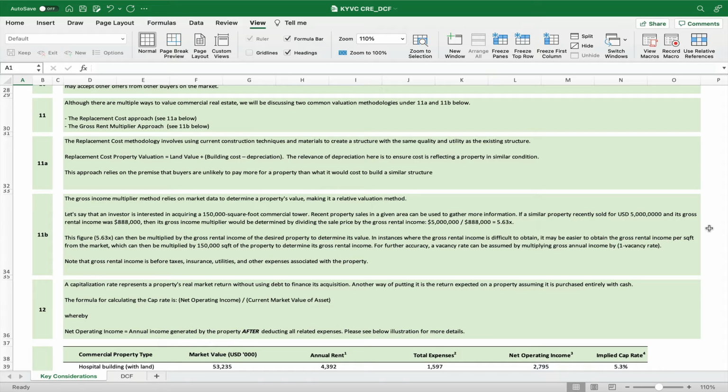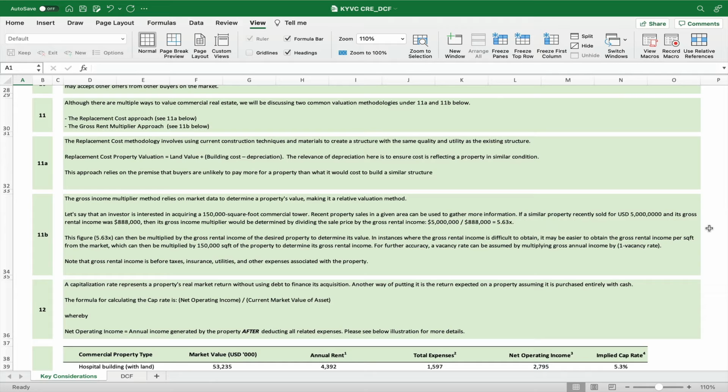What you could also do is assume a vacancy rate. Let's say no commercial tower is 100% occupied by tenants, so let's assume a vacancy rate of 50%. You can then apply that 50% to the gross rental figure that you got, and then multiply it by the 5.63x multiple in order to get the implicit valuation. One thing to note also here is that the gross rental income is gross. Gross means that it's before taxes, before insurance, before utilities, before any other expenses associated with the property that are borne by the landlord.